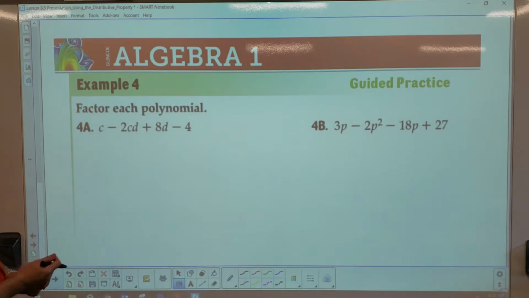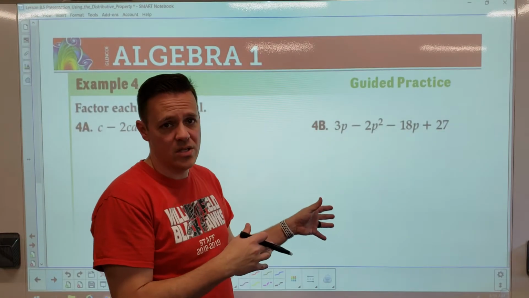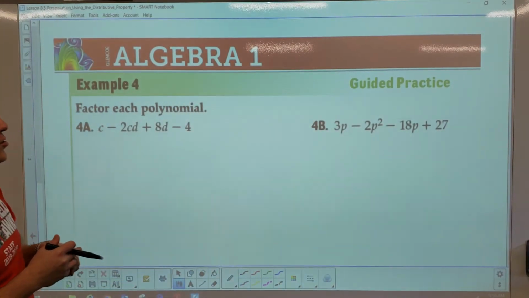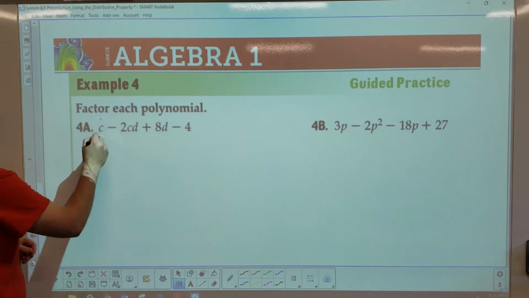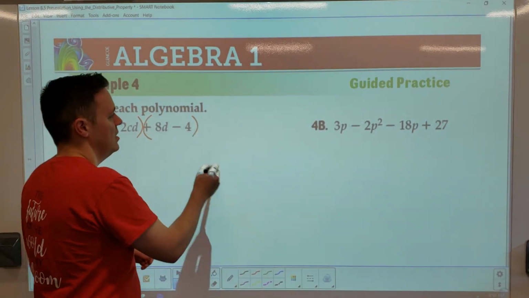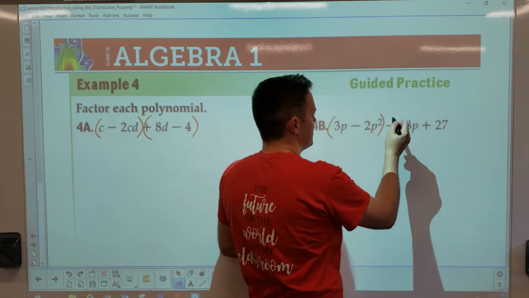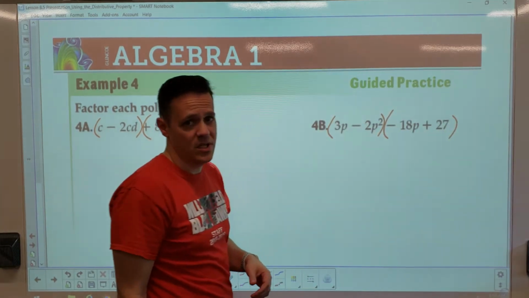What I want you guys to do now is please work on these equations, okay? Factor out, they're already grouped together. Factor out what they share in common, and do the inverse property, and tell me what you get.